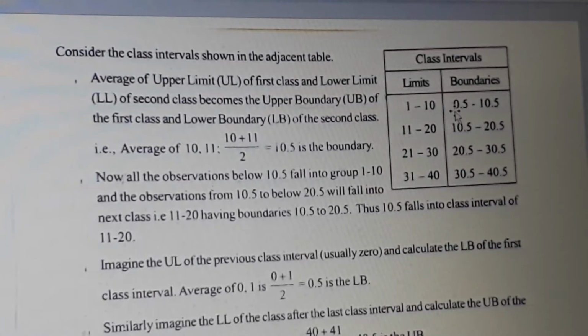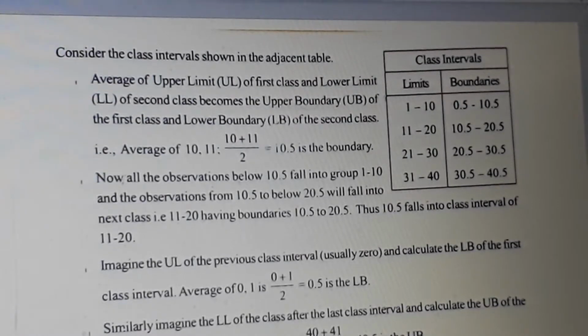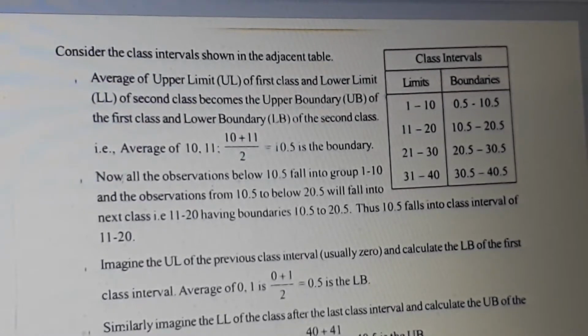You say this, 0.5. Similarly, imagine the LL, the lower limit, of the next class after the last class interval and calculate the UB, the upper boundary, of the last class interval. The average of 40 plus 41 is 40 plus 41 by 2, 81 by 2, that is equal to 40.5, which is the upper boundary.